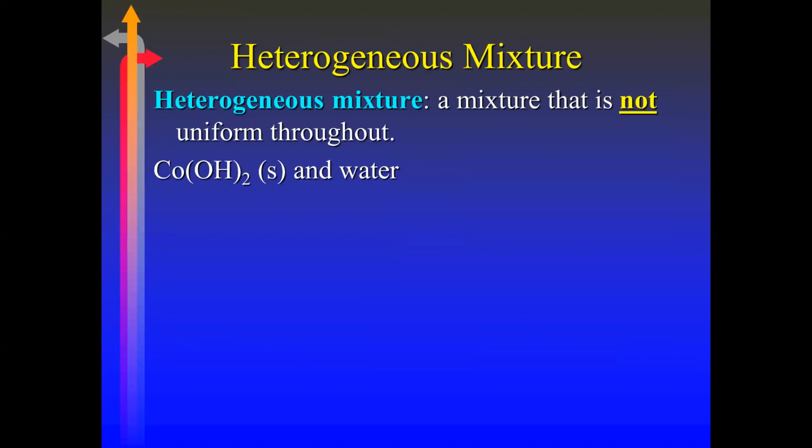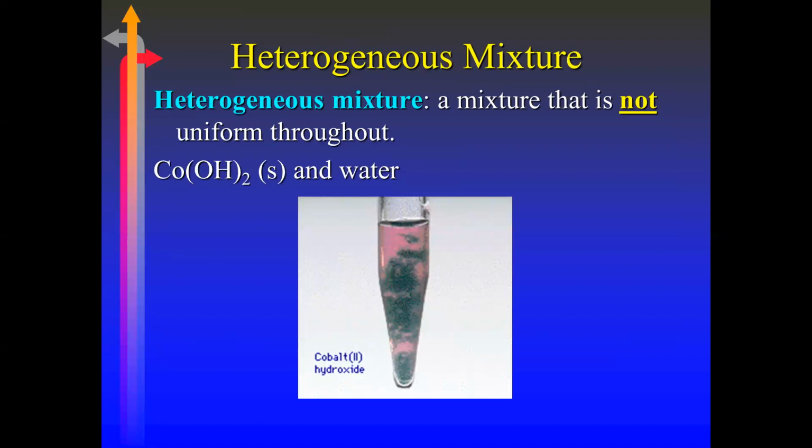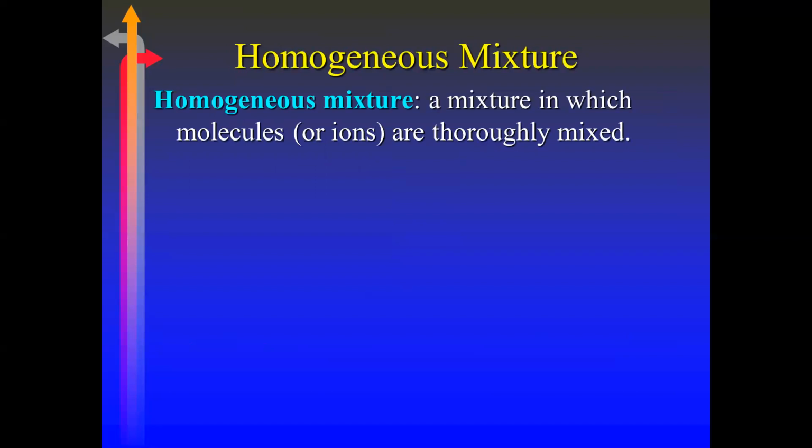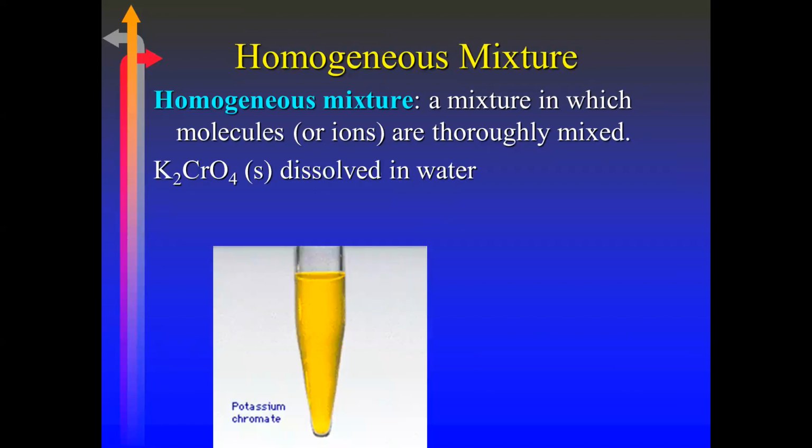In other words, a heterogeneous mixture is a mixture that is not uniform throughout. This is what we learned, right? Like the picture here shows, they're not uniform. Here and here it's not the same. Here you mainly only have water, but here you do have the cobalt hydroxide. For the homogeneous mixture, like potassium chromate, everywhere it's the same.